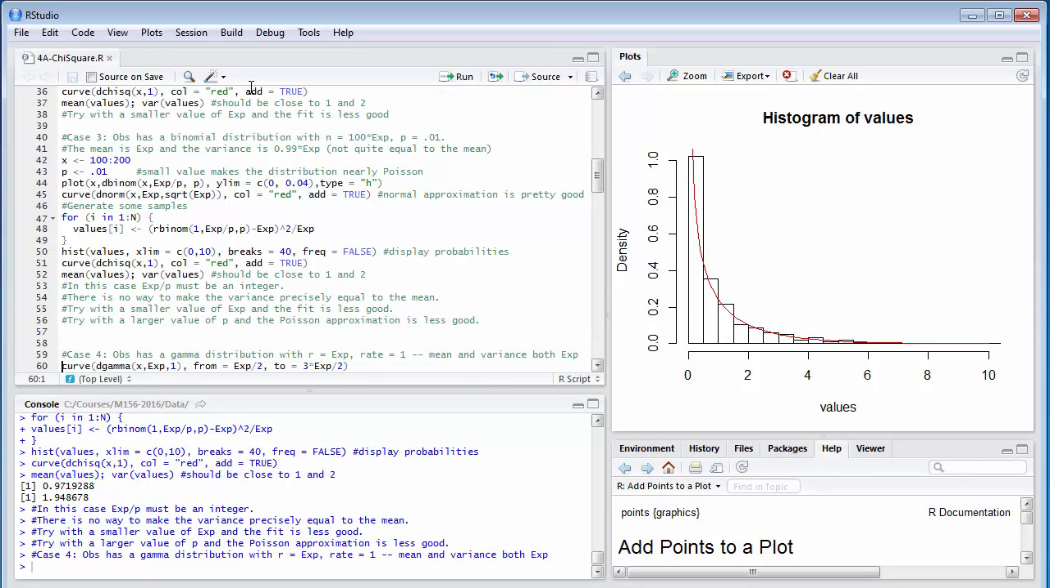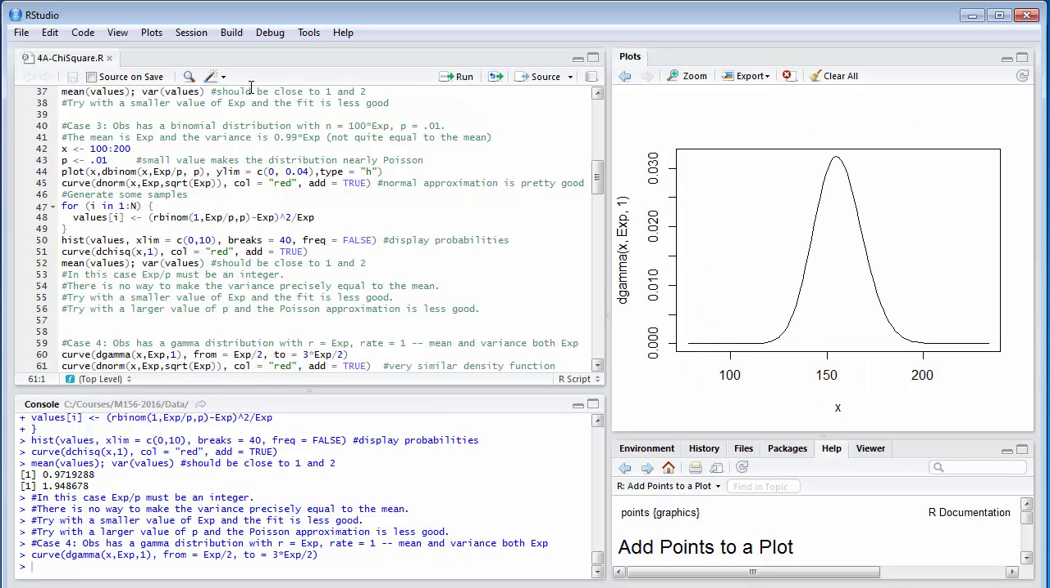Here's something more exotic. A gamma distribution where r is equal to exp and the rate is 1. That means there's an e to the minus x in the density function. This is actually the result of adding together a very large number of exponentially distributed random variables. And here is what the density function looks like. You say, that looks mighty normal to me.